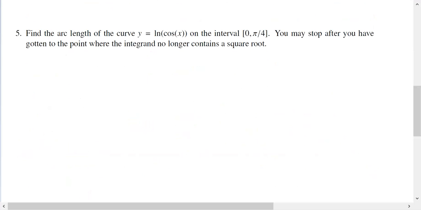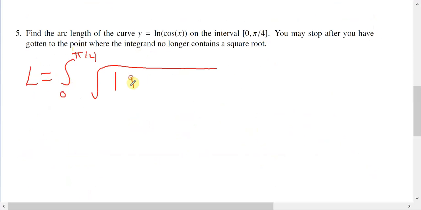Next one says find the arc length of this curve on the interval 0 to pi over 4, and we can stop after we've gotten to the point where the integrand no longer contains a square root. So we don't have to work it all the way out, but we do have to do a little bit of work. So we know that that length is given by the integral, well, the integral is given to me, 0 to pi over 4 of the square root of 1 plus the derivative of natural log of cosine squared. So let's go ahead and do that.